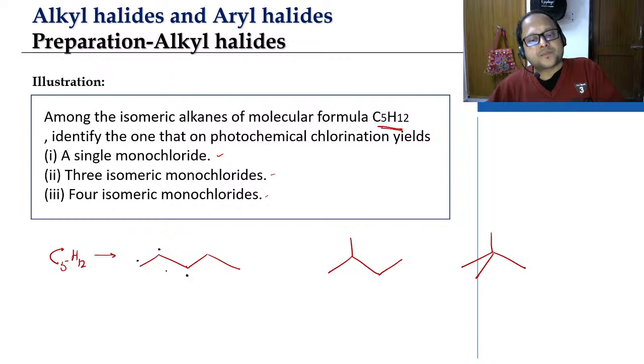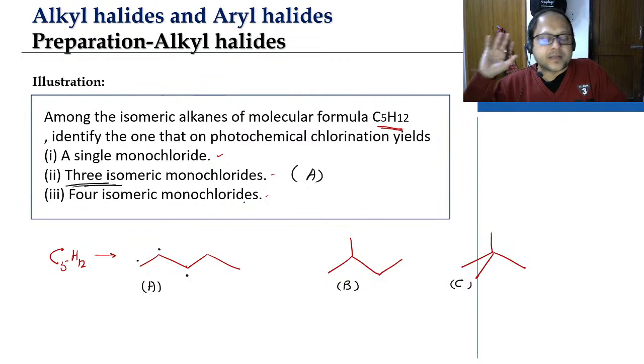So that means from this n-pentane isomer, suppose we number it or say A, these three structures are A, B and C. From the first structure, you can get 3 different monohalo isomers, and the option is 2. You see, 3 isomeric. So that means here you should get the structure A. I hope this part is clear.